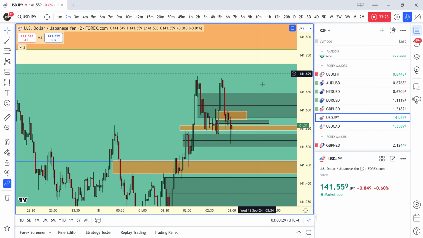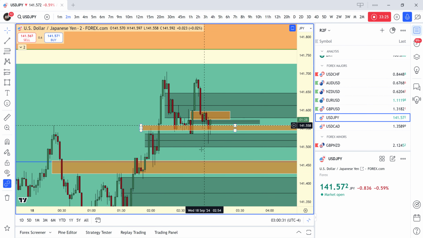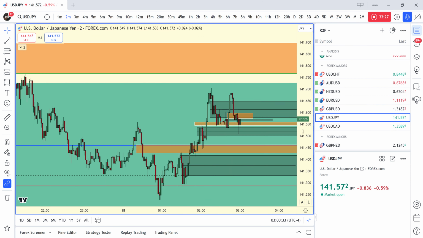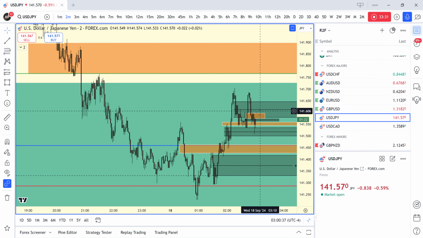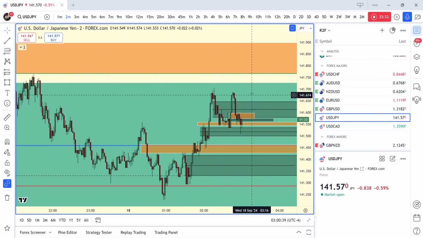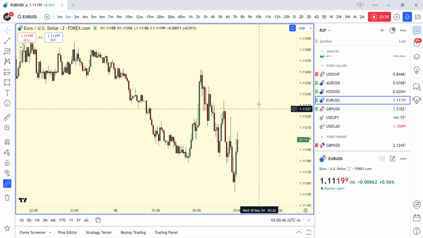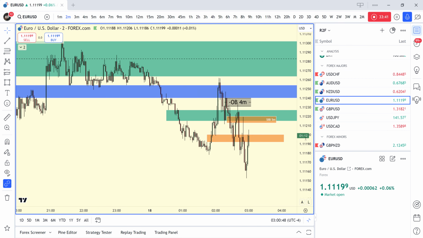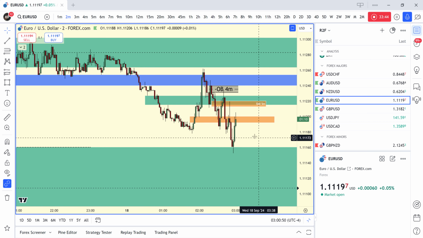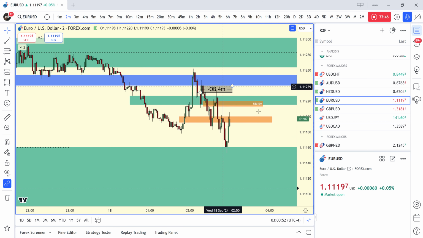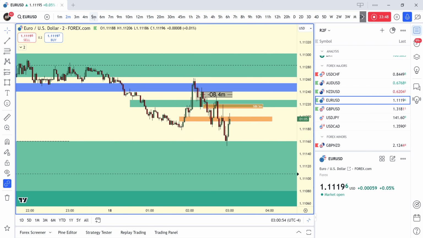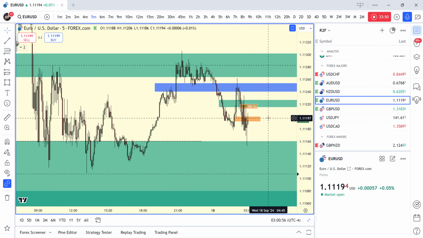Okay. It's not coming down very fast. I'm not feeling too bearish yet. It's not going down too fast. I'm not going to short this, that's for sure. Let's see how our friend the Euro, what is he doing? Mr. Euro. Consolidation here.